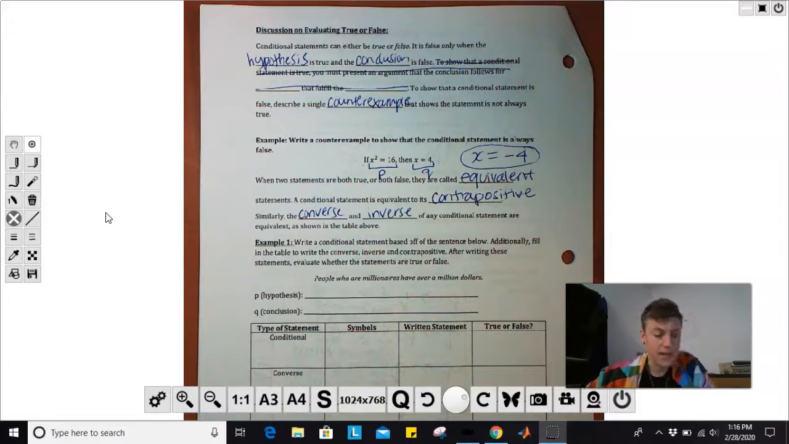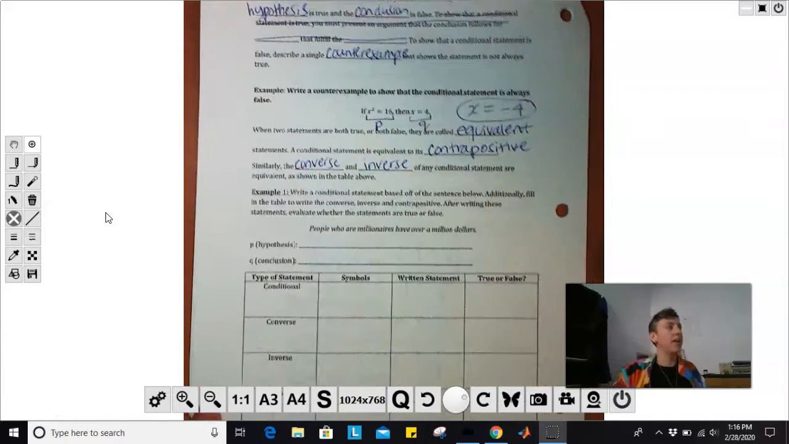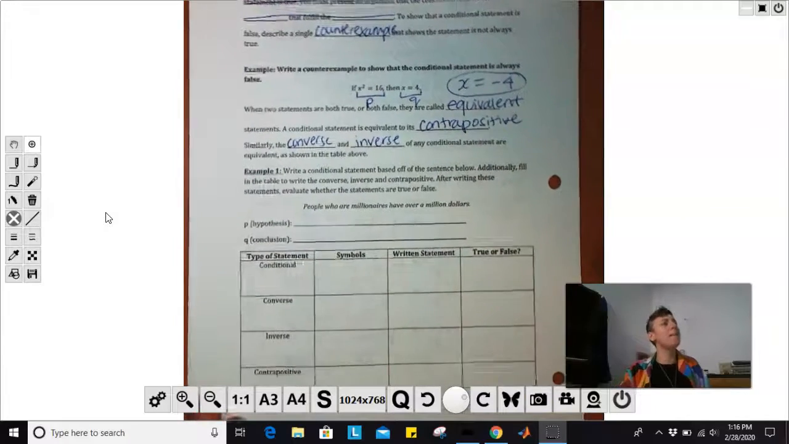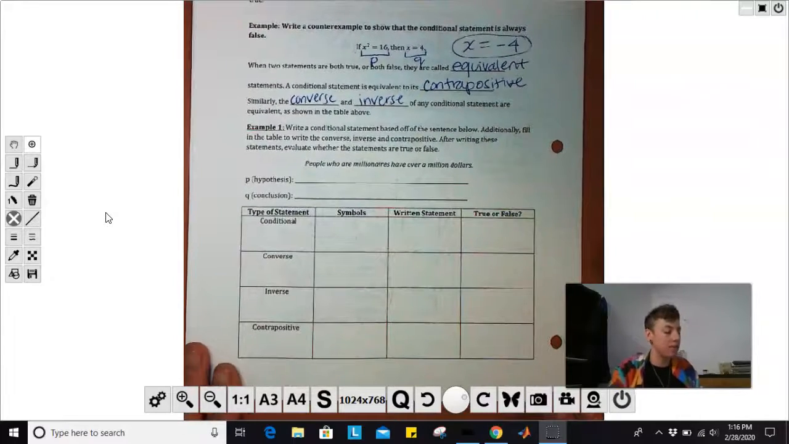All right. Example number 1. Write a conditional statement based on the sentence below. Additionally, fill in the table and write the converse, inverse, and contrapositive. After writing these statements, evaluate whether the statements are true or false. Are you guys impressed with how fast I read that sentence? Yeah. All right. People who are millionaires have over $1 million.